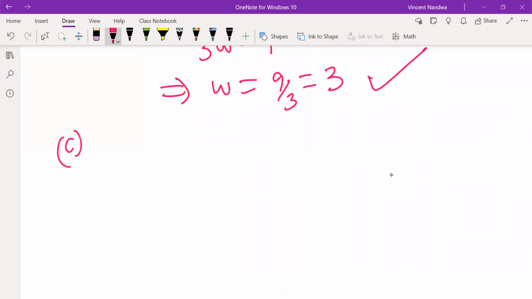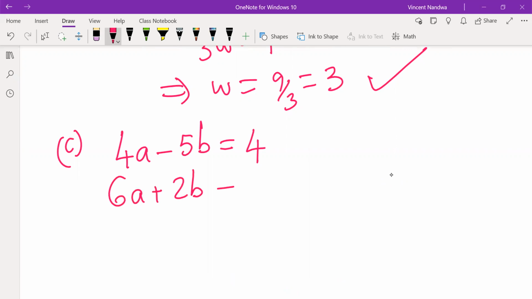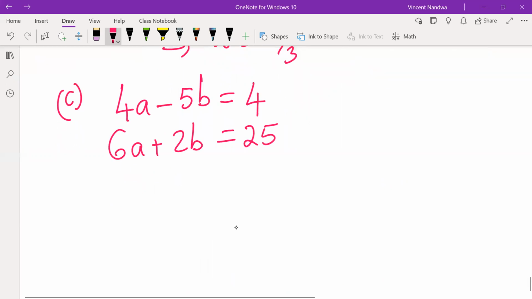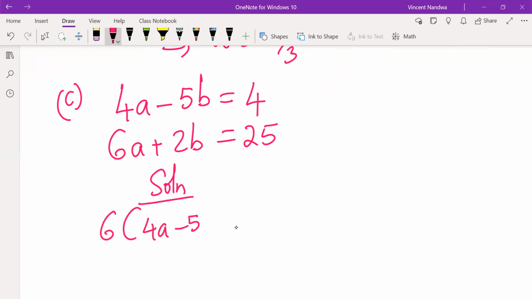C, 4a minus 5b equals 4, and 6a plus 2b equals 25. So solution, let's eliminate a. So I'll have 6 by 4a minus 5b equals 4.